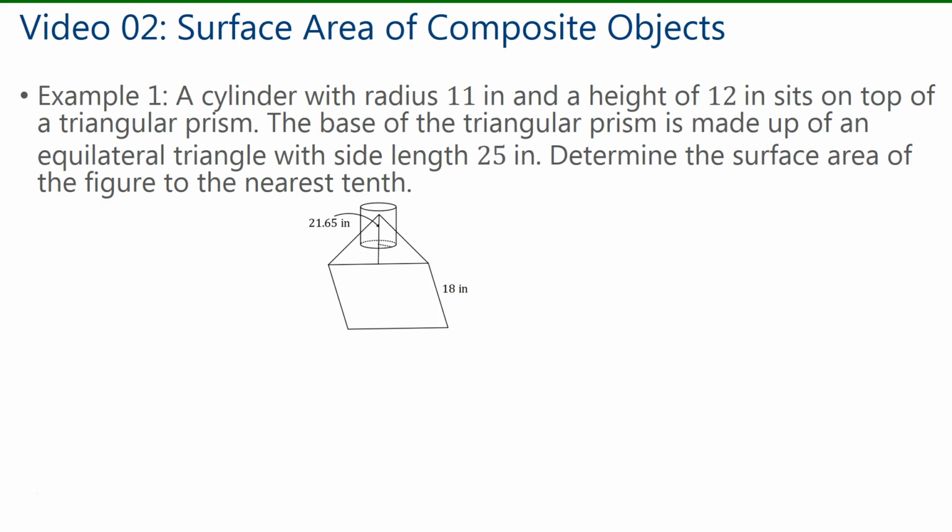inches that sits on top of a triangular prism. The base of the triangular prism is an equilateral triangle with side length of 25 inches. We have to determine the surface area to the nearest tenth. Now since we have an equilateral triangle, all three of these sides are equal and they all measure 25 inches.